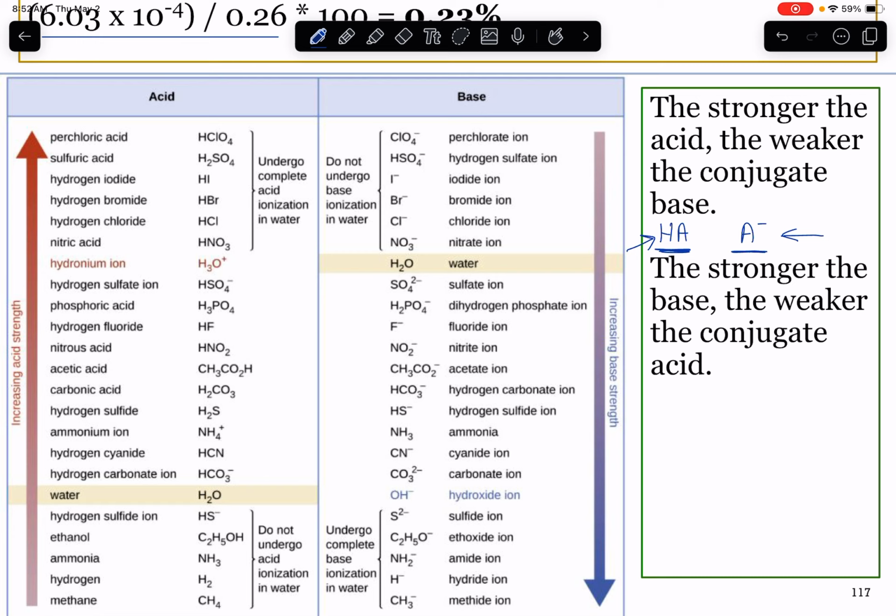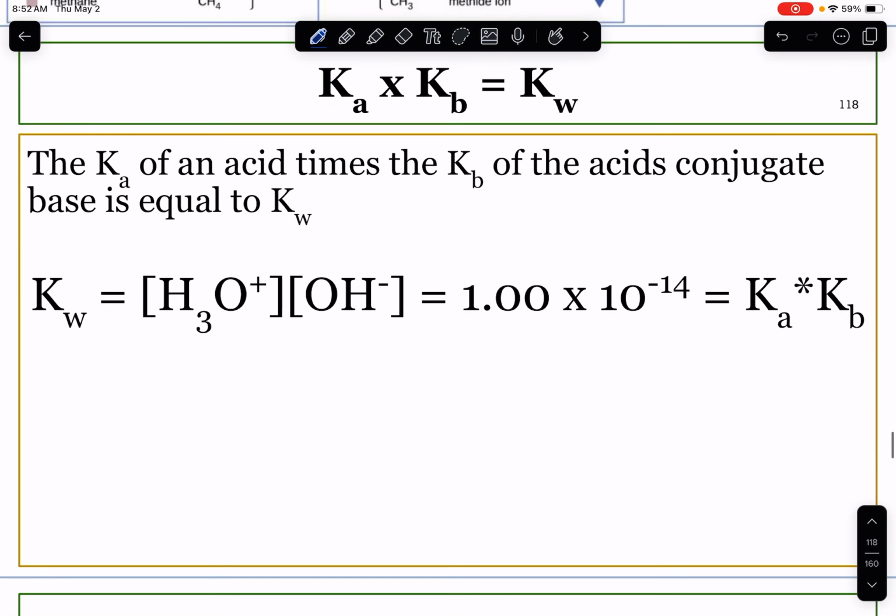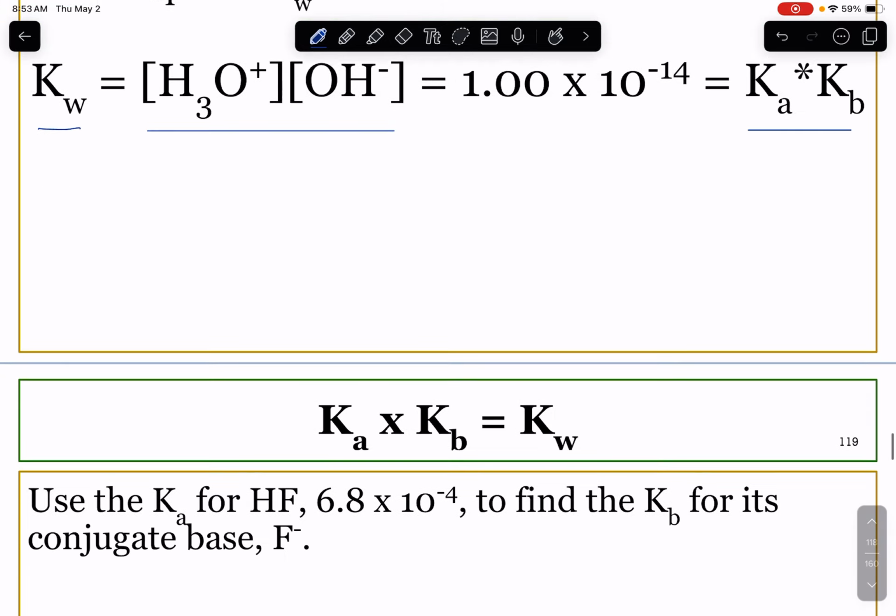The same is true for bases. The stronger the base, the weaker the conjugate acid. The Ka and Kb of an acid and its conjugate base, or of a base and its conjugate acid, equals Kw when you multiply them together. So we have this equation on our periodic table where Kw is equal to the H3O and OH multiplied together. Well, it's also equal to the Ka and the Kb of an acid and its conjugate base. So let's try this.